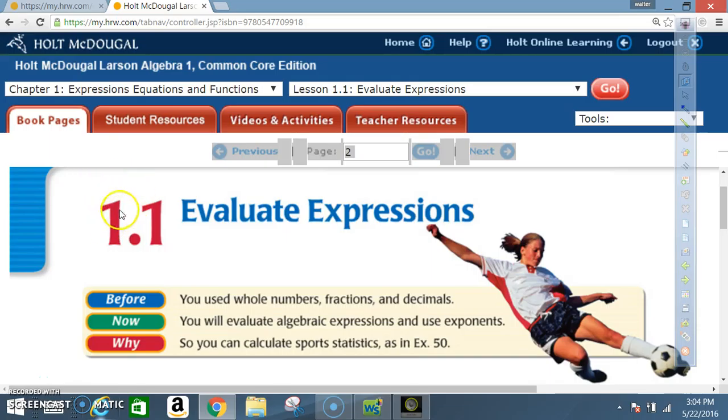Okay, class, today we're in section 1.1, Evaluate Expressions. Before, you used whole numbers, fractions, and decimals. Now, you will evaluate algebraic expressions and use exponents.